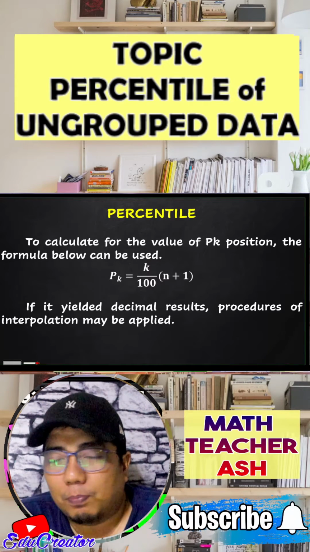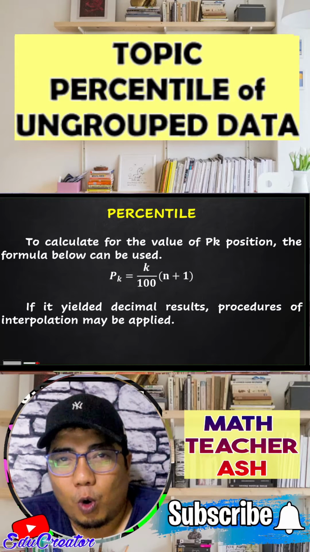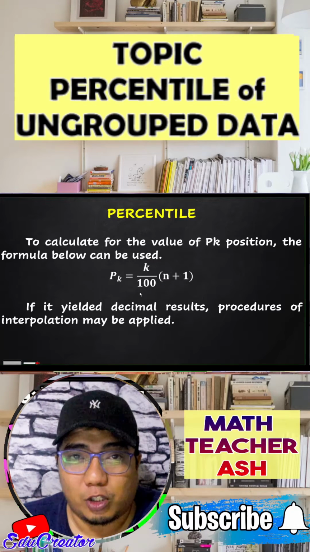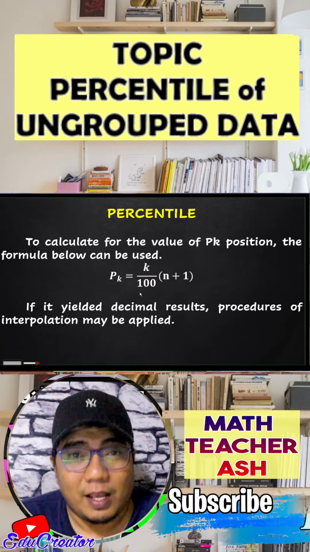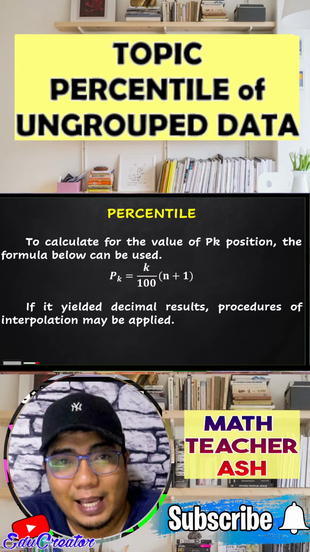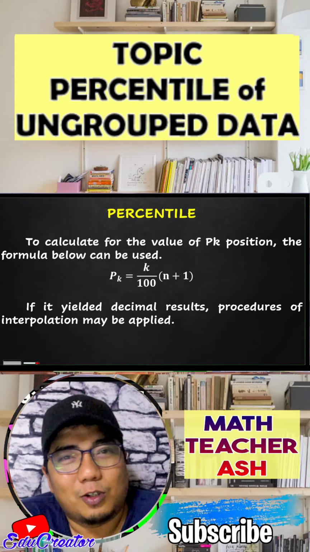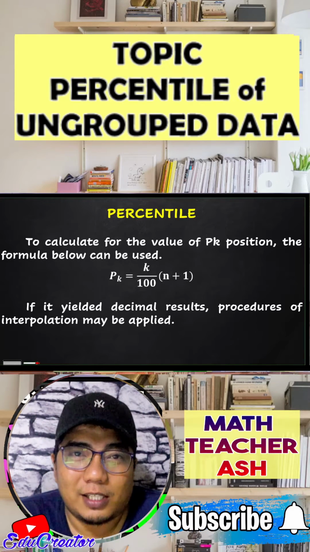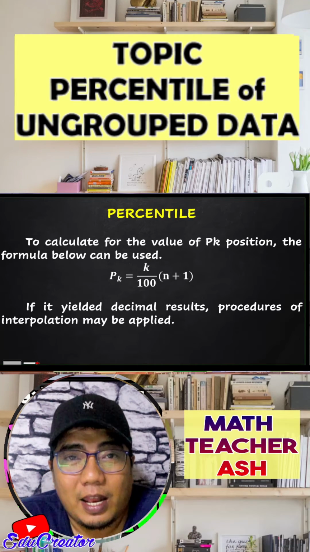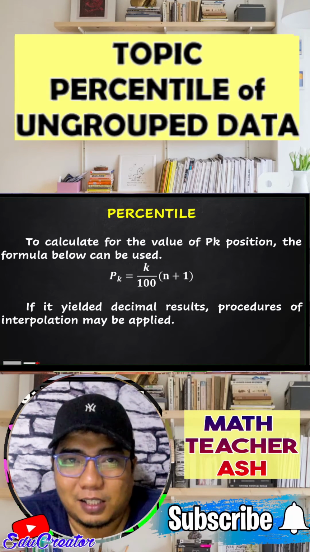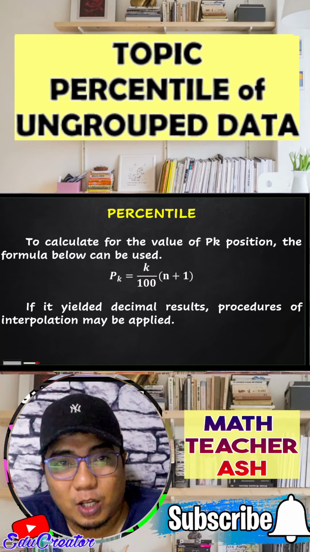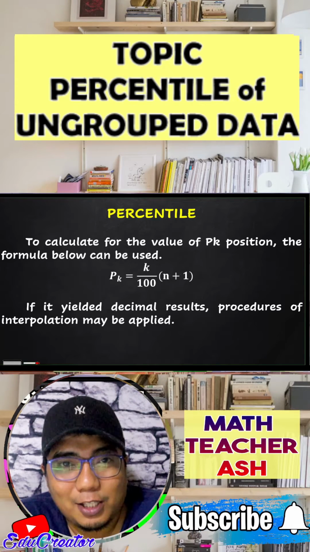Now for percentile, our k value runs from 1 up to 100, and our divisor becomes 100. At the same time, our n denotes the number of data in our data set. So if you have 50 scores, then we put 50 as our n. That's just an example. Now, the same as what we discussed in our previous videos, if our computation yields a decimal value, then we need to apply linear interpolation.